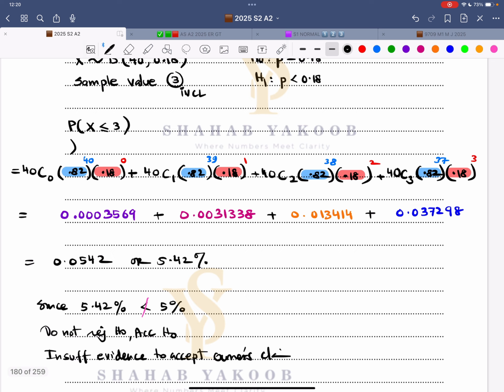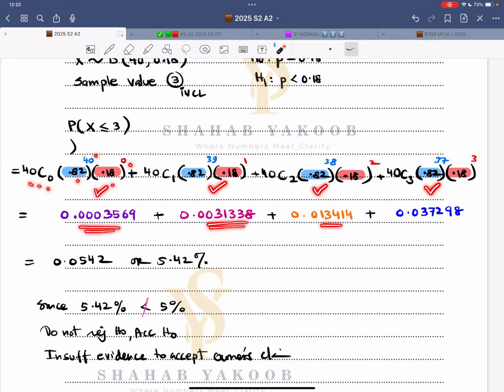Now look at the working. Over here, 40C0, success raised to power of 0, failure raised to power of 40. 1 term, 2 terms, 3 terms, 4 terms. Just look at all the working that I have done. So show all this working, add it up, write in decimals, then multiply by 100, convert into percentage.